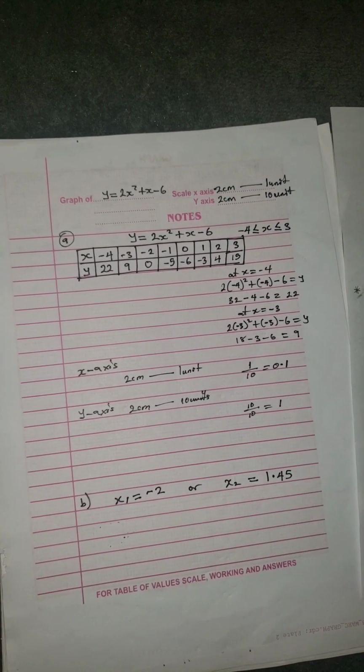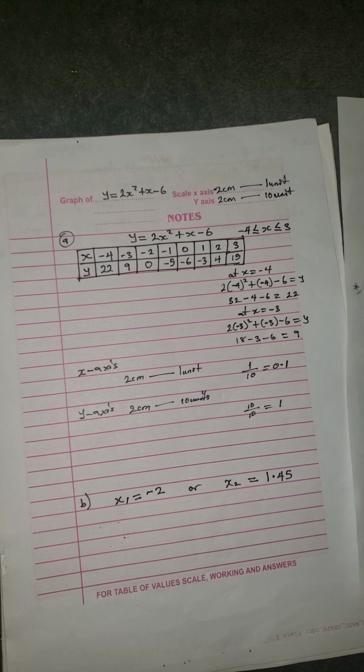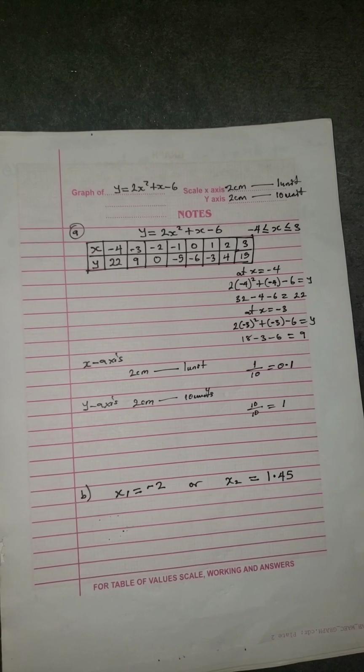1.45. Okay, so in our next graph, we are going to consider what if nothing was given to me and a quadratic equation was given to me, and I was asked to find the solution using a graph, without giving me the scale, without giving me the range. What am I going to do? That's what we are going to do in our second example.